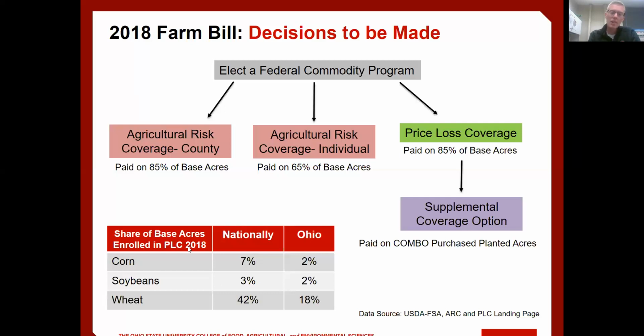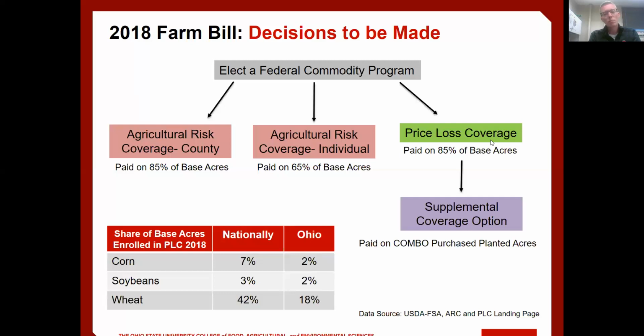Nationally, in the last Farm Bill, 7% of corn acres were enrolled in the PLC coverage option, 3% of soybean, and 42% of wheat acres. Ohio had much lower coverage rates. Most of our producers chose the ARC County option. Very few were enrolled in the ARC Individual option. The majority were enrolled in the County ARC Coverage Program, or the Agriculture Risk Coverage Program.